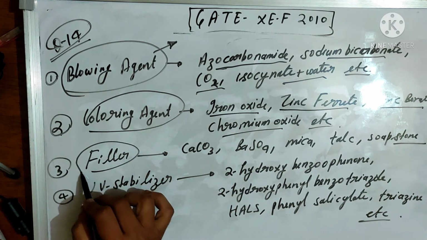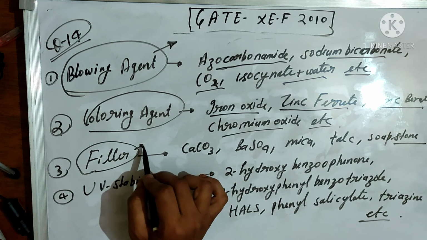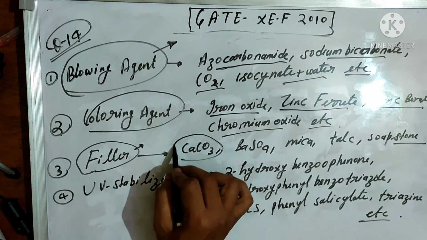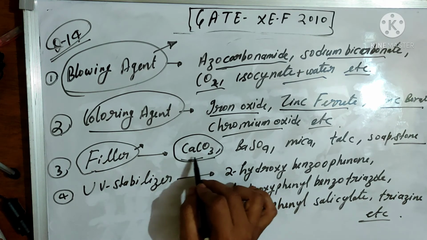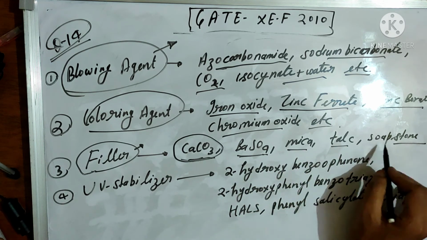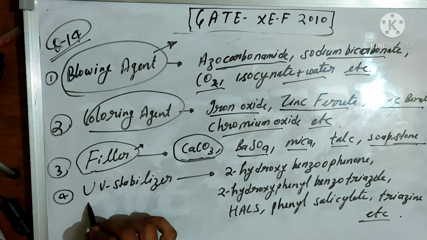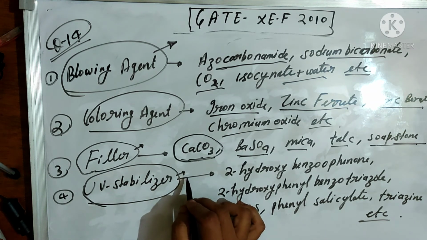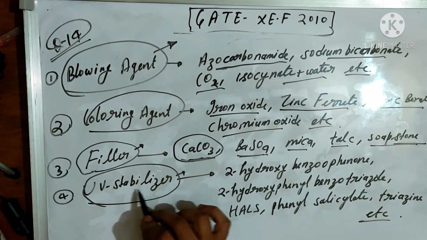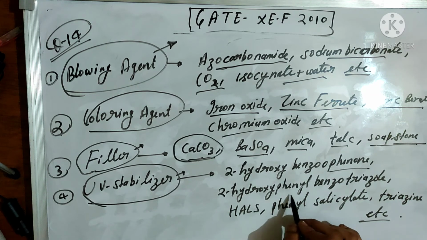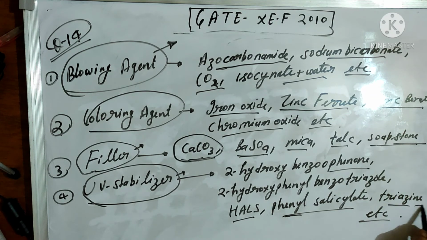The filler. The main use of filler in polymeric material is to reduce the cost of the material. Some examples of filler are calcium carbonate, barium sulfate, mica, talc, soapstone, and more. UV stabilizer is used to protect the polymeric product from UV rays. Some examples of UV stabilizer are 2-hydroxybenzophenone, 2-hydroxyphenylbenzotriazole, HALS, phenyl salicylate, triazine, and more.